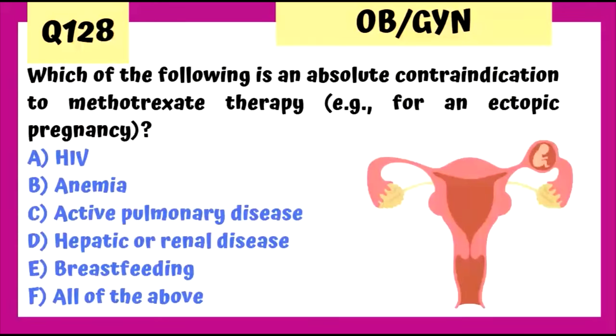Question 128. Which of the following is an absolute contraindication to methotrexate? All of these are contraindications for methotrexate: HIV, anemia, active pulmonary disease, hepatic or renal disease, and breastfeeding, because it could actually go through the breast milk.